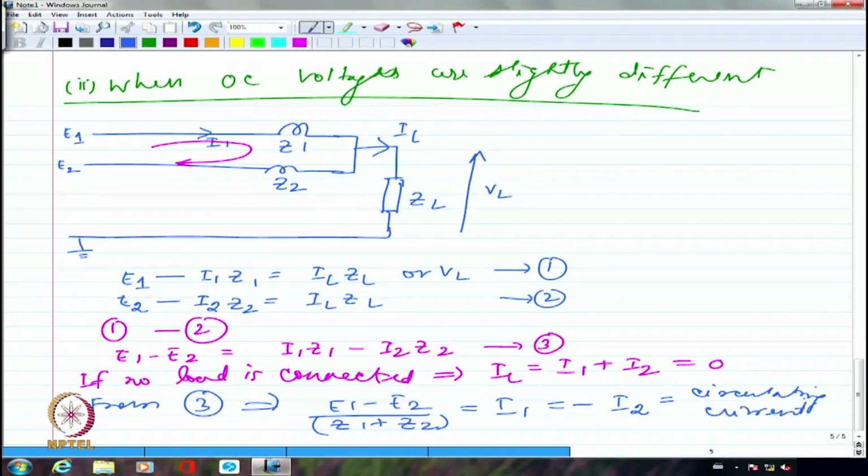So the circulating current through the transformer, when the open circuit voltages are even slightly different, is going to be quite a bit if the impedances of the transformer are very, very low inherently, which happens in a very high capacity transformer. Whenever I have a very high capacity transformer, the circulating current is going to be extremely large because inherent impedances will be low. I hope you understand. If it is a large capacity transformer, it is going to carry a lot of current also.